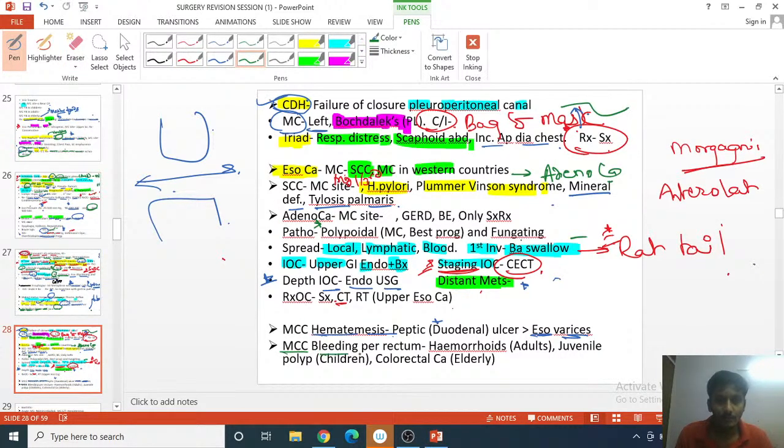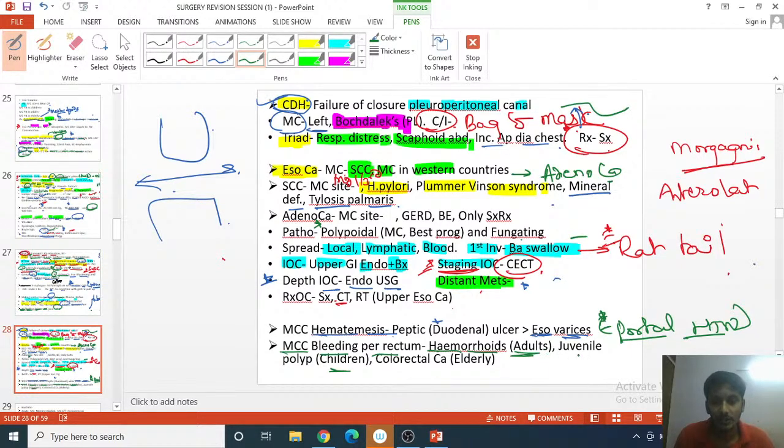Then most common cause of bleeding per rectum. Okay, bleeding per rectum की most common cause is your hemorrhoids. Esophageal varices, yes, can be associated with liver cirrhosis, but the better answer would be portal hypertension. Yes, portal hypertension is associated with liver cirrhosis, but the better answer is always portal hypertension. Okay, if both are an option, mark portal hypertension. Most common cause of bleeding per rectum is your hemorrhoids in cases of adults.